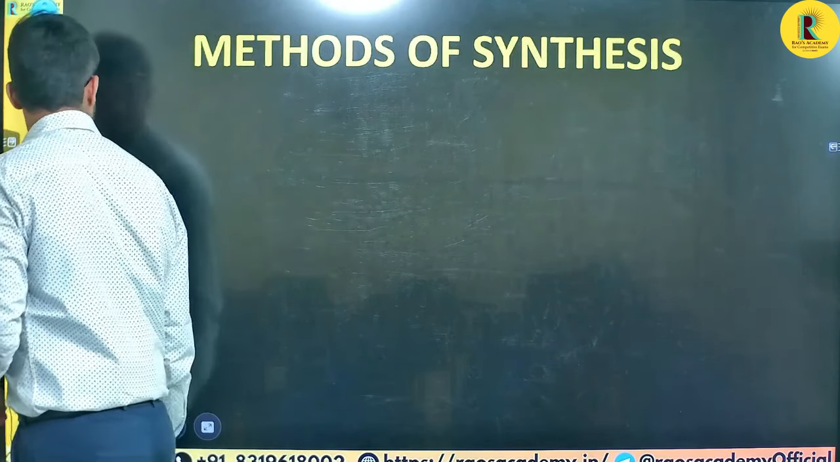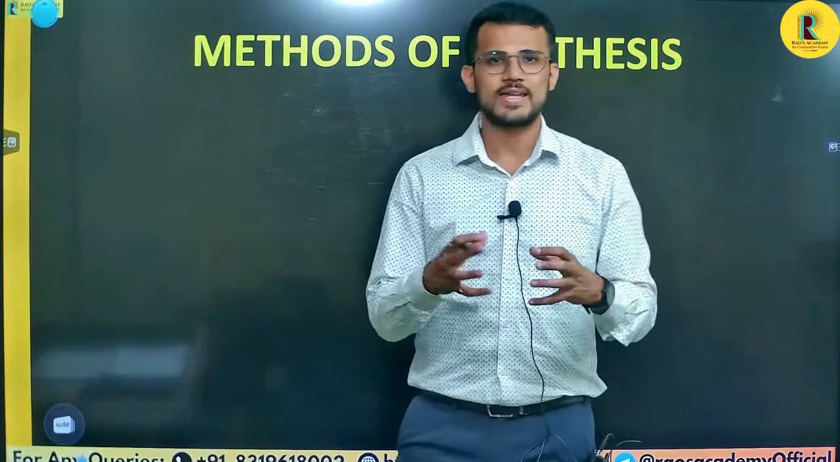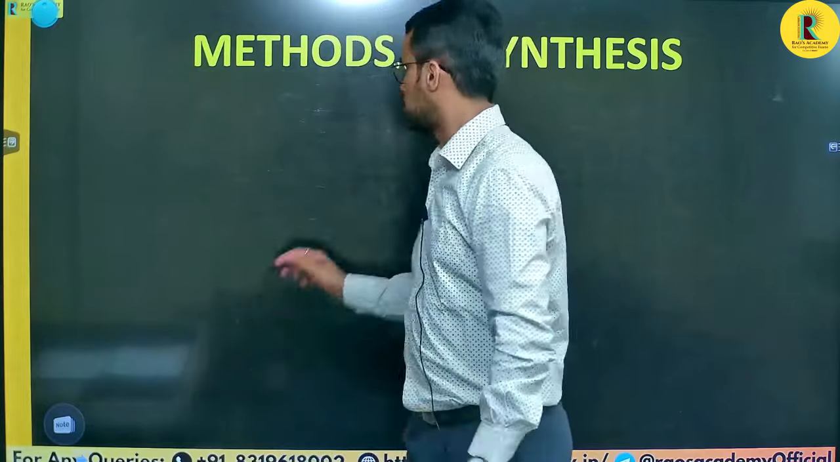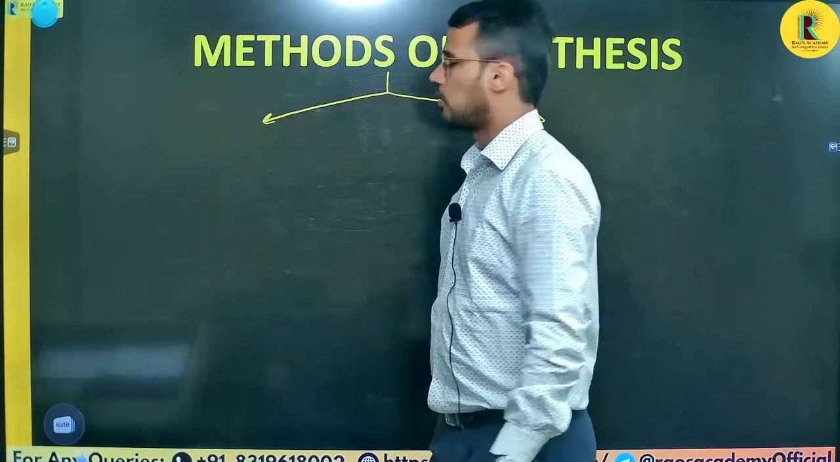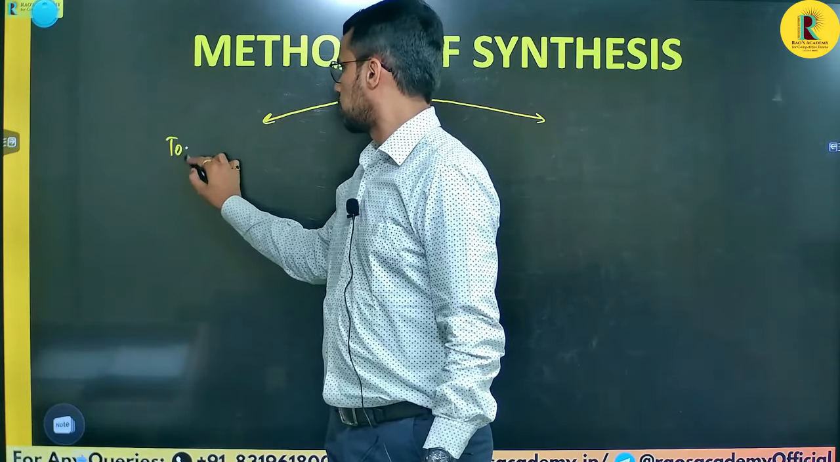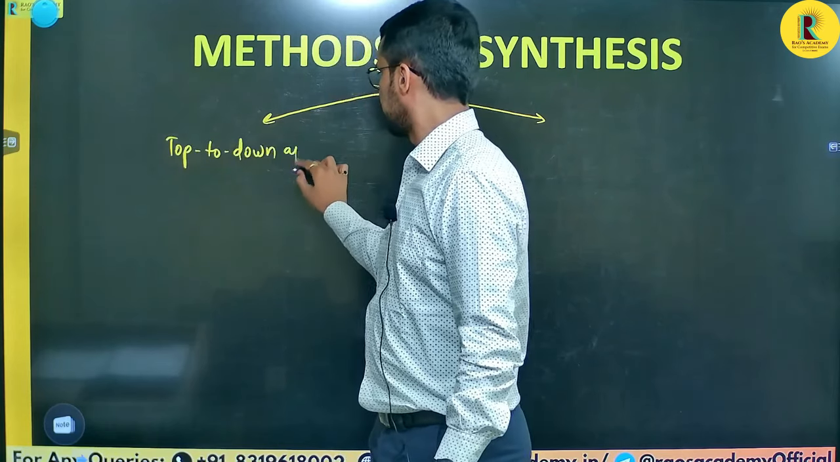Next is methods of synthesis. Right. So, how exactly we can reach up to nanoparticles? How exactly we can get nanoparticles? There are two methods of synthesis. First is top to down approach.